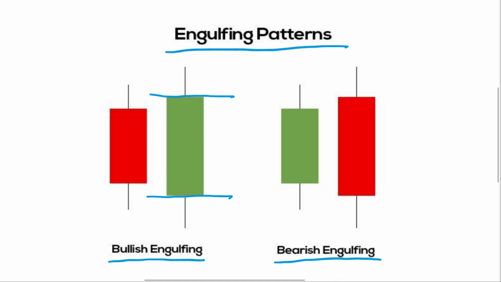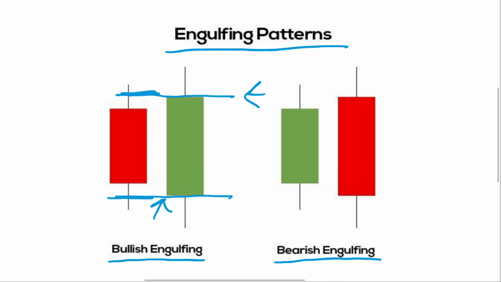But as you remember, the open of a green candle is here at the bottom, and the close of a green candle is here at the top. And in order for it to be a bullish engulfing pattern, we need to open below the red one and close above the red one. And this is where the name comes from. The green candle sort of engulfs the previous red candle.